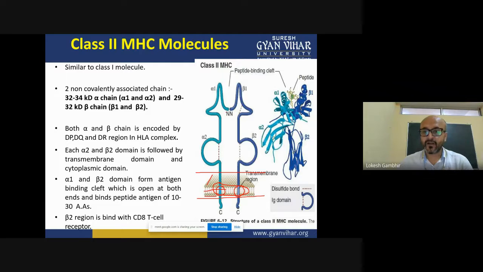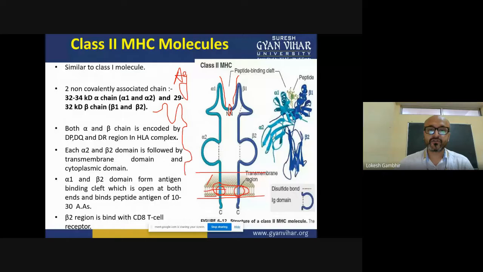Now, when we are talking about antigen binding, this is the antigen binding cleft that you are seeing. In class 1 molecule, there was no gap. See, there is a gap here that I am highlighting. In class 1 molecule, there was no gap. It was closed. As I told you in the last lecture, it was closed and it is made up of alpha 1, 2, and 3 domain. So that was closed. Here it is open. So what is the difference between open and closed?